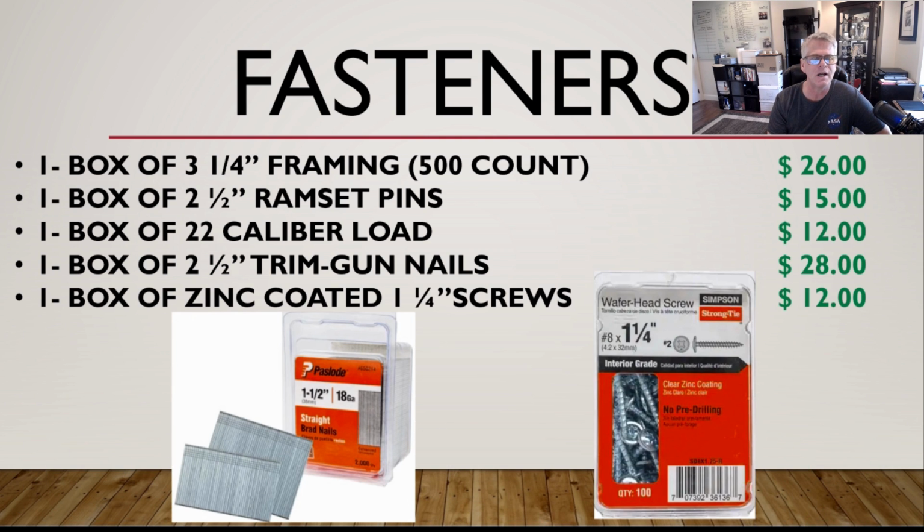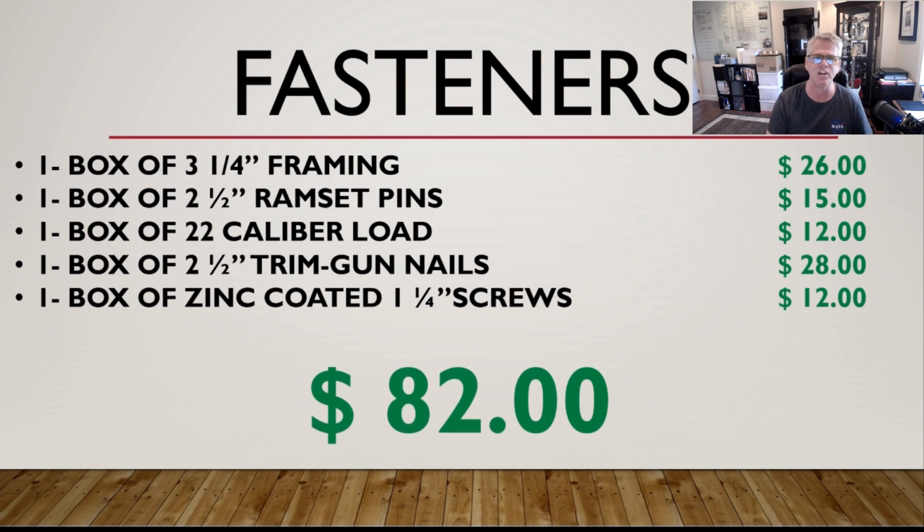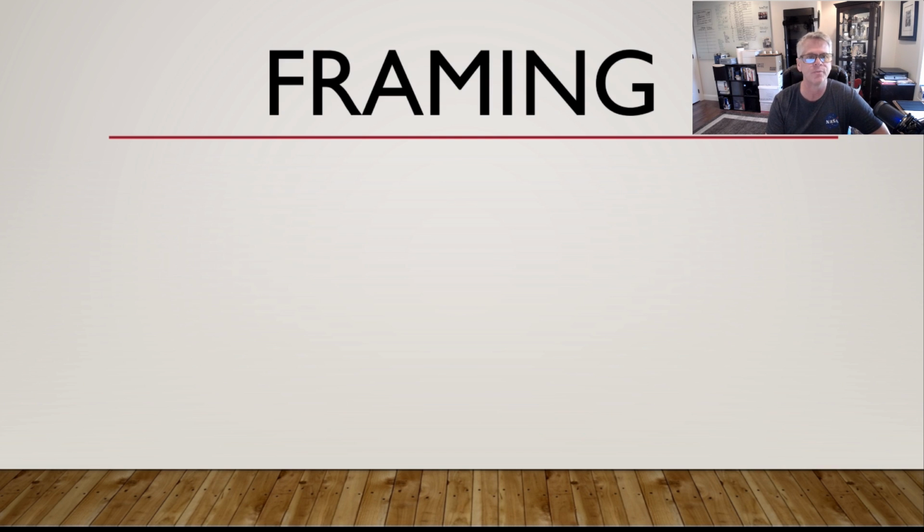And then some rust-proof screws, zinc coated or aluminum or galvanized. And those 1¼ inch screws I use to fasten the shower unit, 12 bucks for those, for a total of $82. That's all my fasteners.